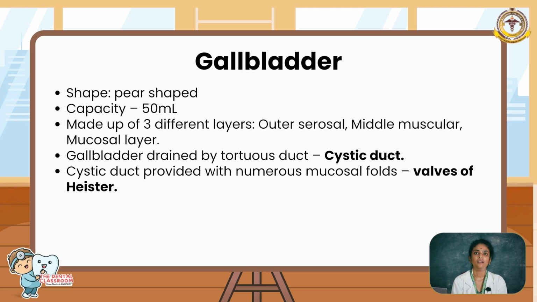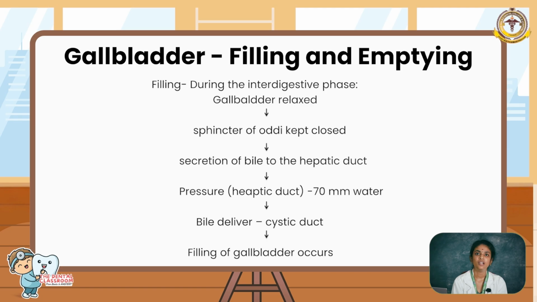Next, coming to the gallbladder, it is a pear-shaped organ. It has a capacity of 50 ml. It is made up of 3 different layers: outer serous layer, middle muscular layer, and the mucosal layer. We are going to see about gallbladder filling and emptying. First we'll see about the filling.